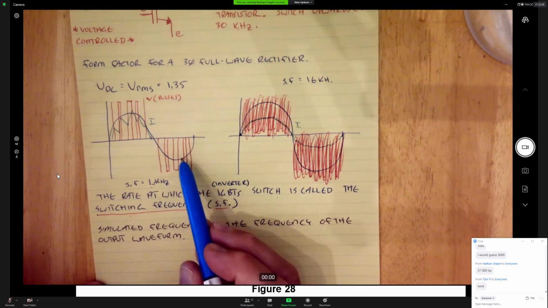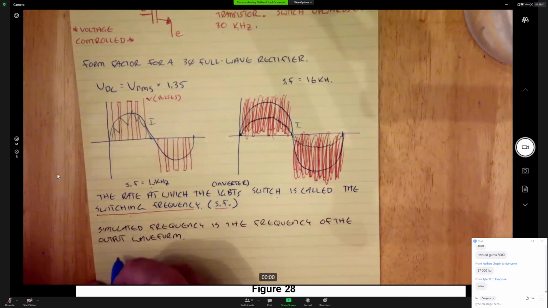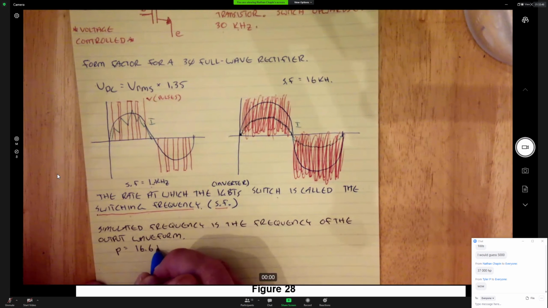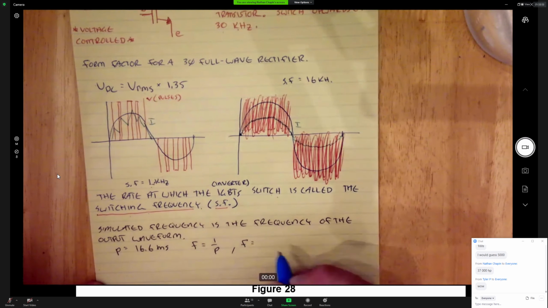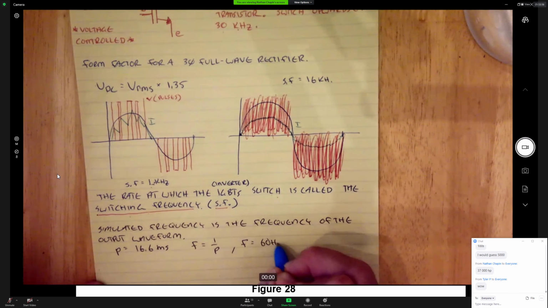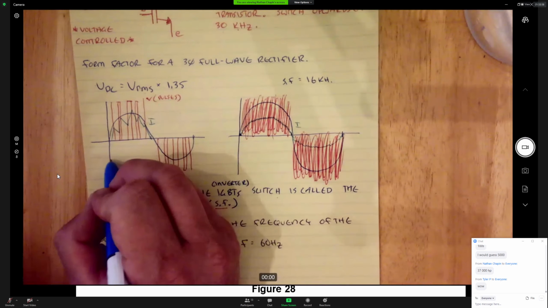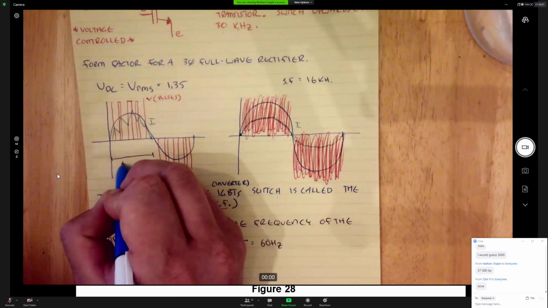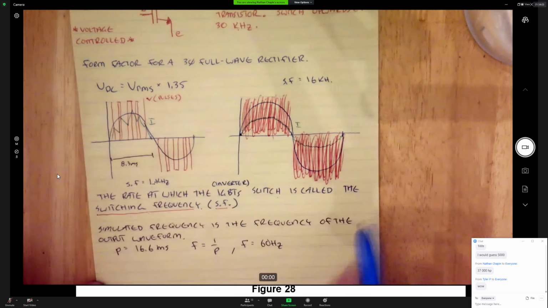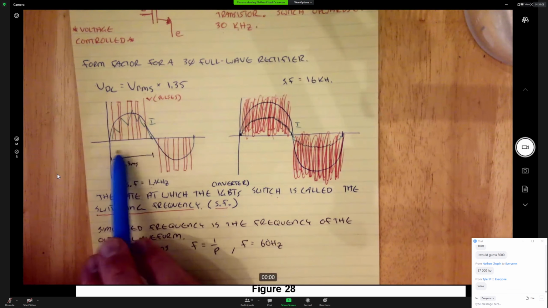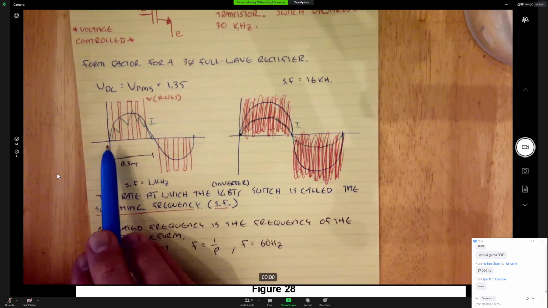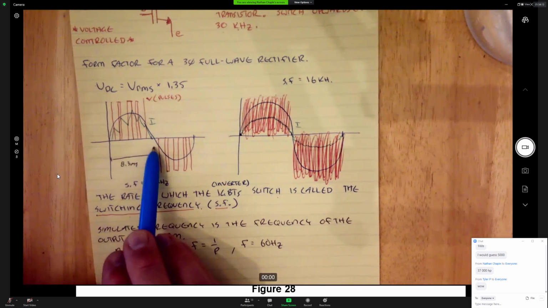So if we look at these images here, if the period of the waveform is equal to 16.6 milliseconds, we know that the frequency is equal to 1 over the period. Then the frequency is equal to 60 hertz. So if this is 8.3 milliseconds, that gives us a period for the whole cycle of 16.6 milliseconds, which means we're simulating a 60 hertz frequency.